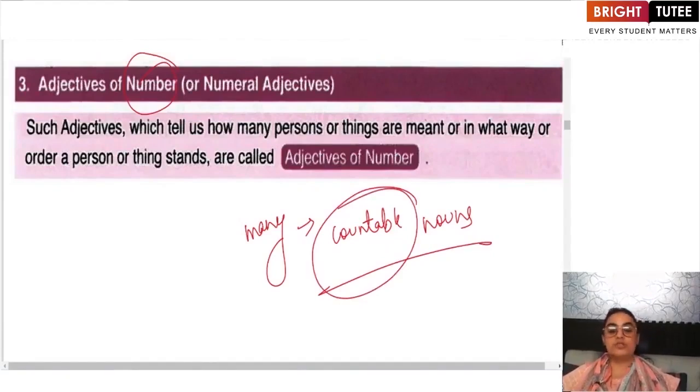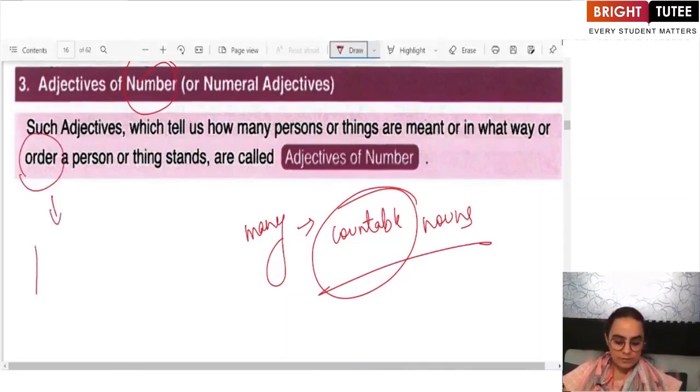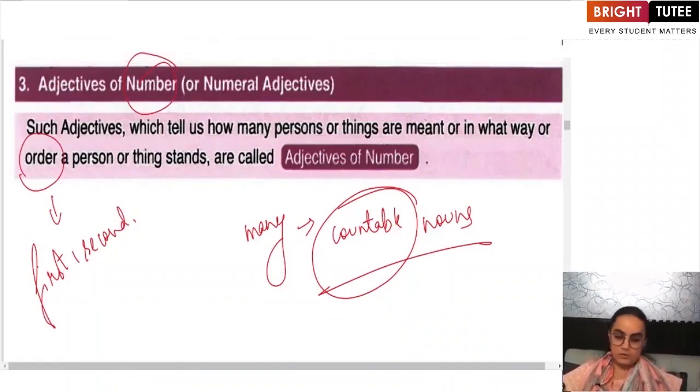Those nouns which tell us how many people were there, how many things were there. So you know what was the number of things or the number of people, or even the order of a person. What do I mean by order of a person? For example, first, second, third, fourth, fifth, sixth, seventh, and so on and so forth. So, adjectives of number, unlike the adjective of quantity, are those adjectives that tell us the number of something or the order of something.